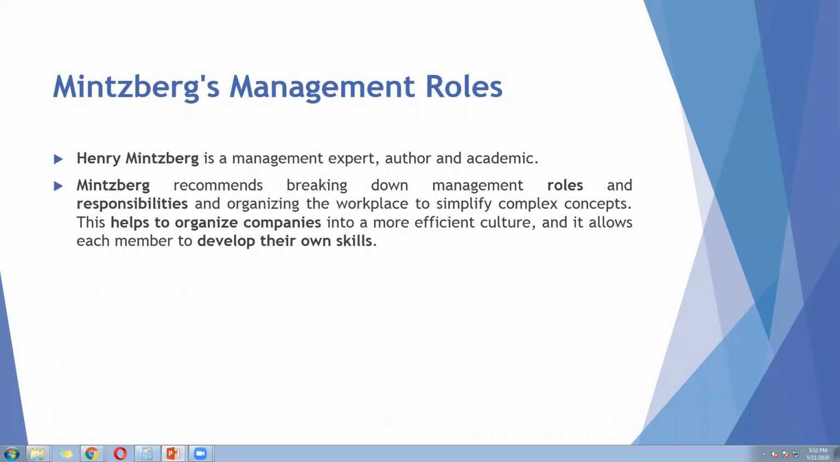Mintzberg managerial roles. Henry Mintzberg is a management expert, author, and academic. He is the one who introduced these Mintzberg managerial roles. Mintzberg recommends breaking down management roles, responsibilities, and the organization of the workplace to simplify complex concepts.